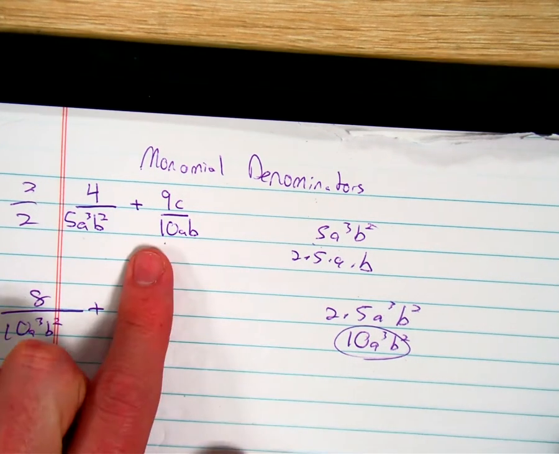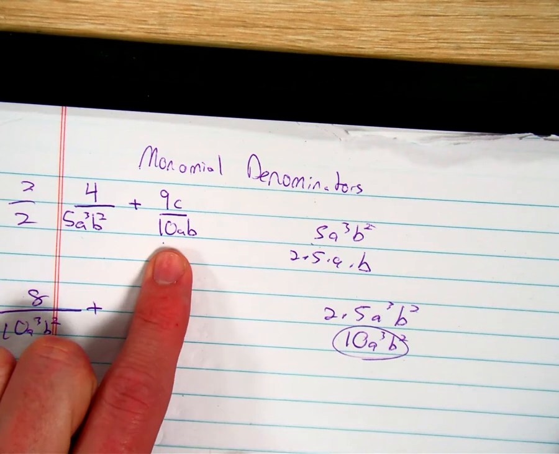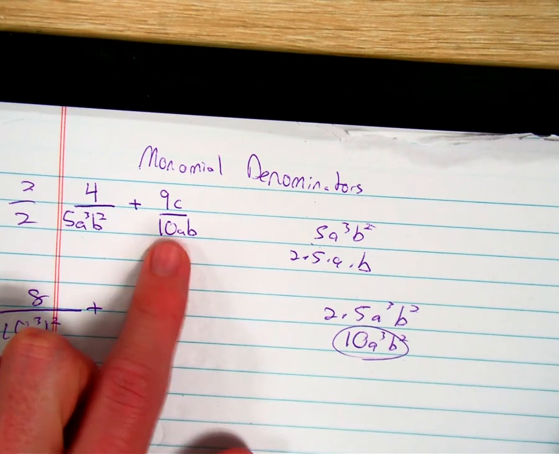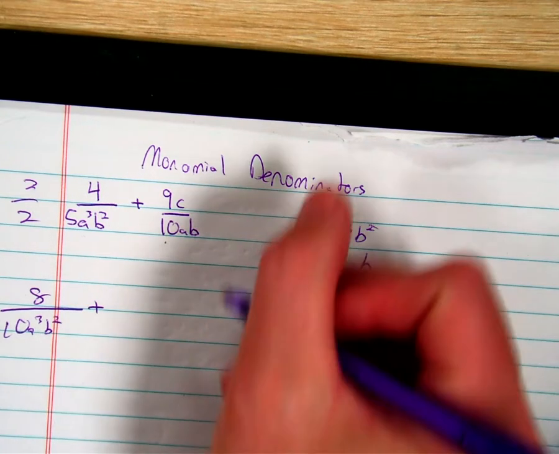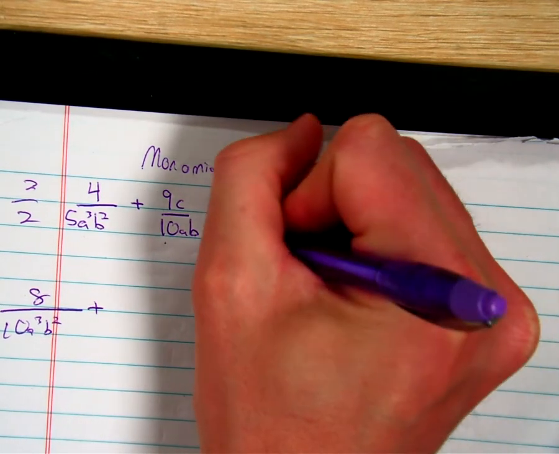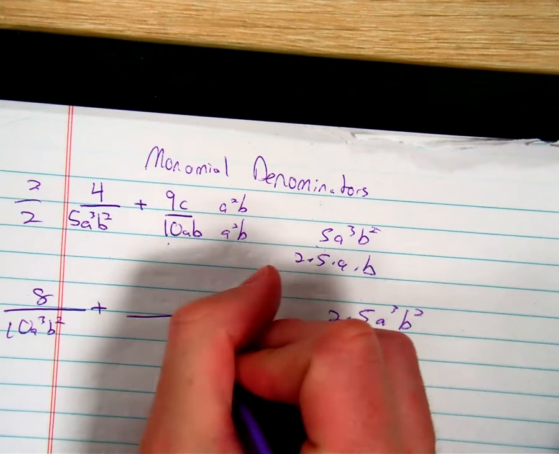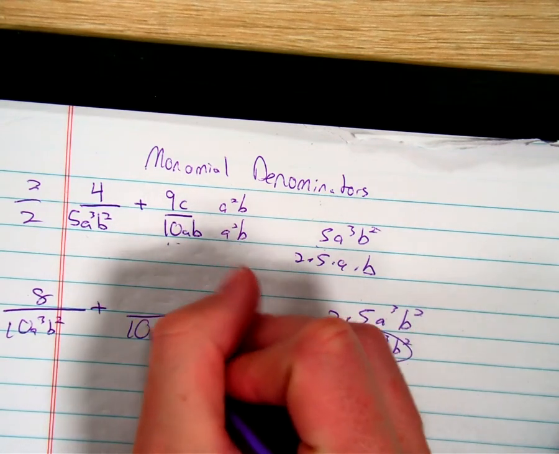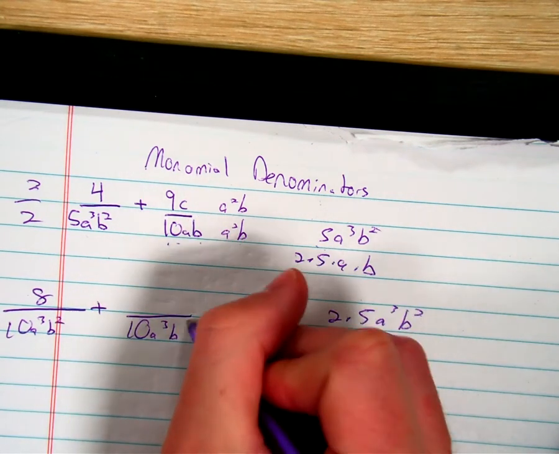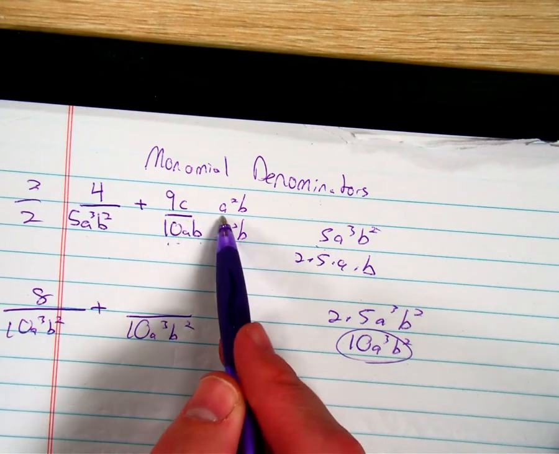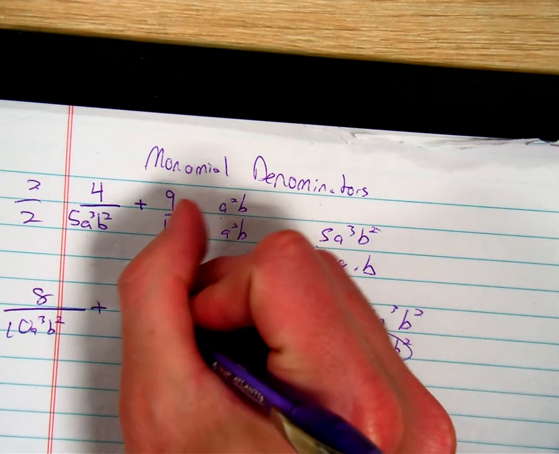Plus, what does this one need? It already has the 10, but it needs to be a to the third b squared. So I need 2 more a's and 1 more b. So I need to go a squared b, a squared b. Now when I multiply this, its bottom is 10 a to the third b squared, and on the top, 9 a squared b times c.